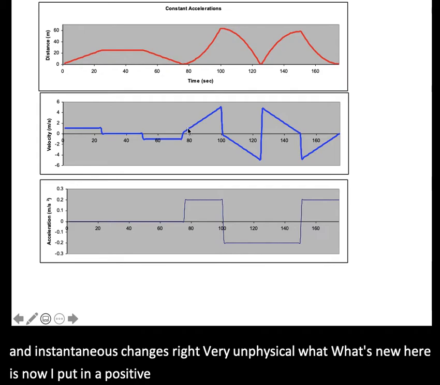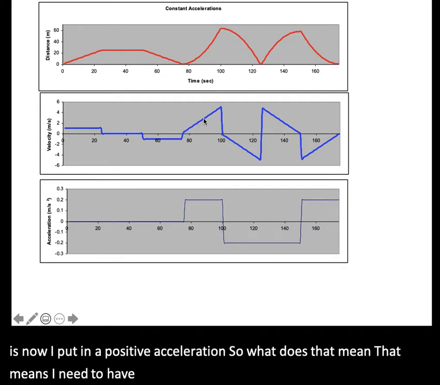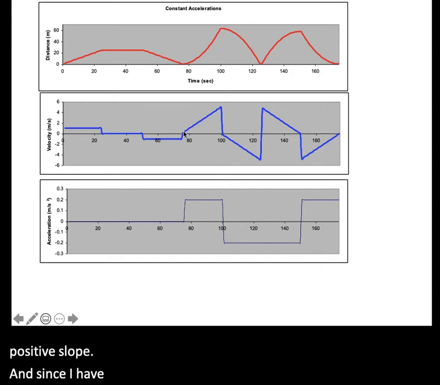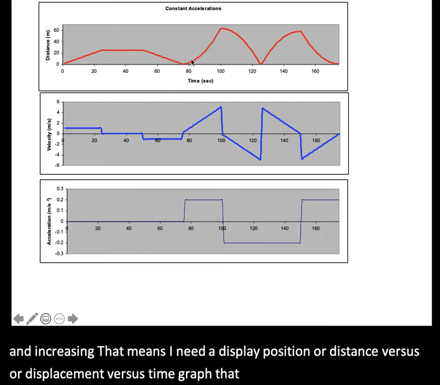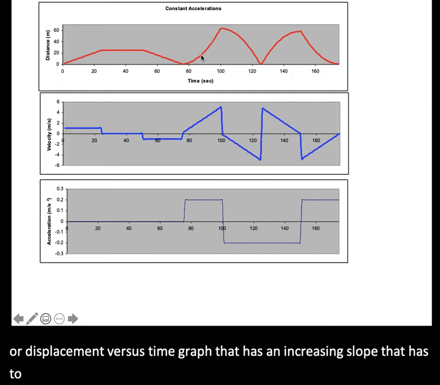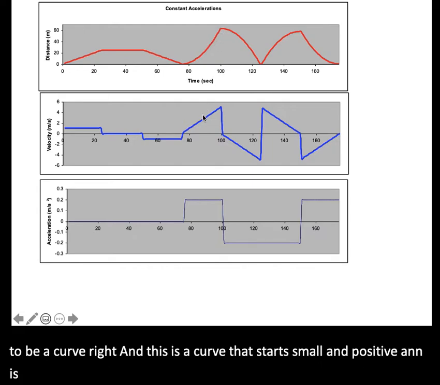So what does that mean? That means I need to have a line in velocity versus time that has a positive slope. And since I have a positive slope here, that means my velocity is positive and increasing. That means I need a position or displacement versus time graph that has an increasing slope. That has to be a curve, right? And this is a curve that starts small and positive and is getting steeper and steeper and steeper. So that would correspond to that straight line.